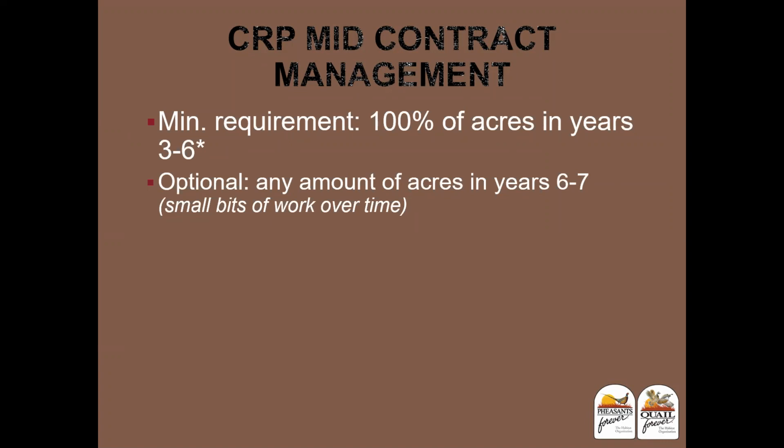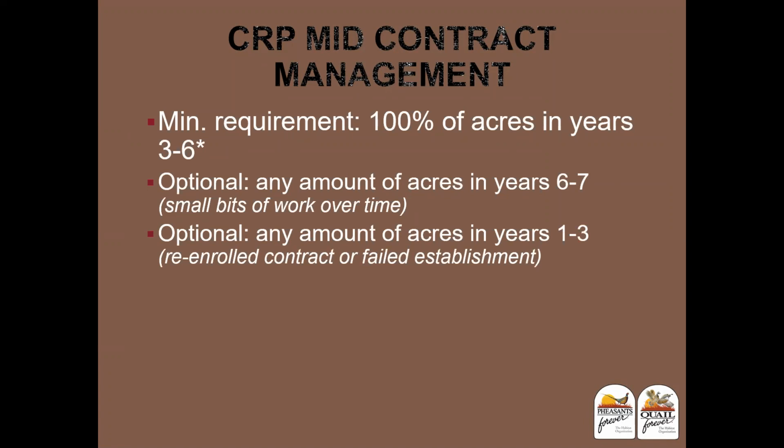But we do have some optional management as well. This would be for things that come up. It's any amount of acres in years 6 through 7, where it's small bits of work. So if there's any woody encroachment or stuff like that, do think about getting in there and maintaining, because small bits now make sure that there's not a larger, more expensive management when it comes to required.